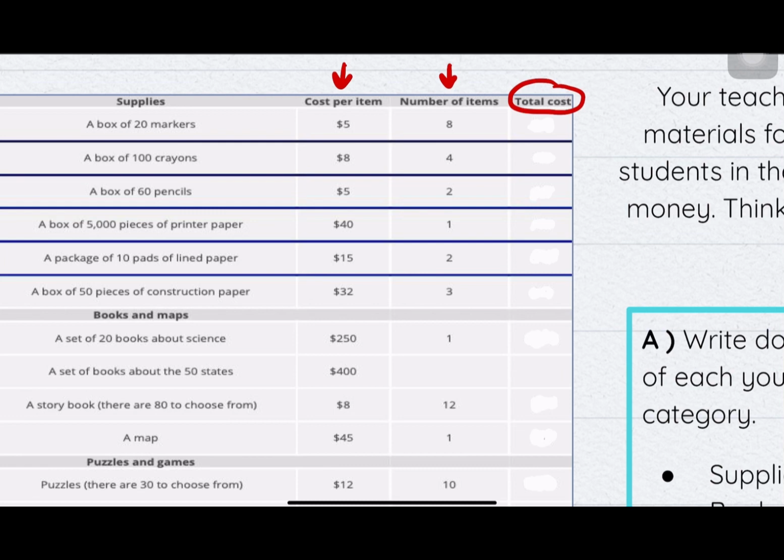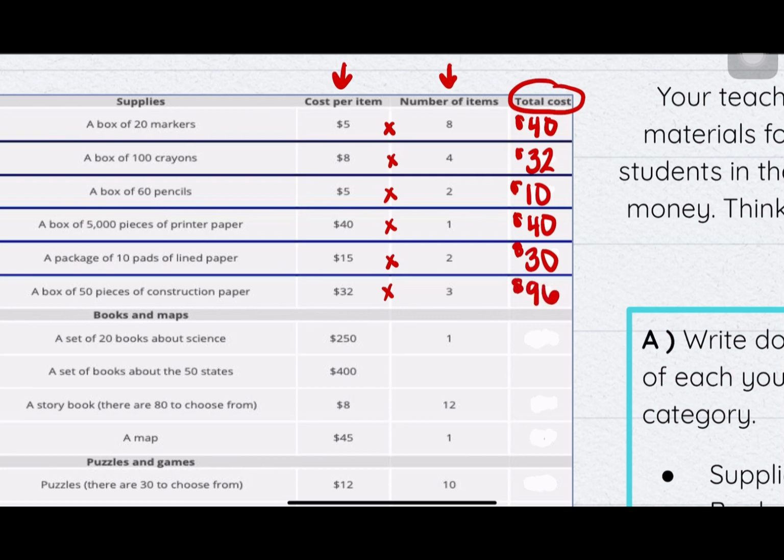So we have 5 times 8, which is 40. 8 times 4, which is 32. 5 times 2, that's 10, apologies. $40 times 1, which is still $40. 15 times 2 is $30, and 32 times 3, which is $96.